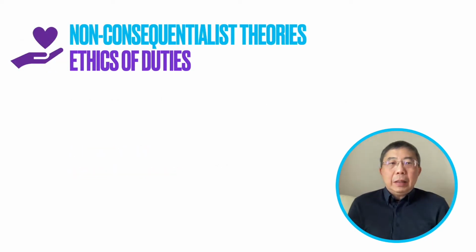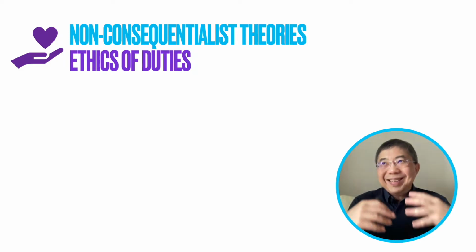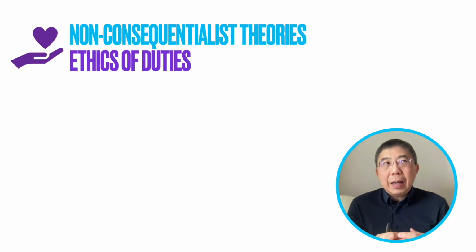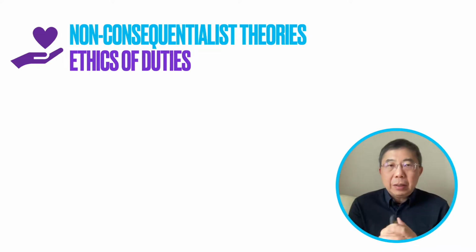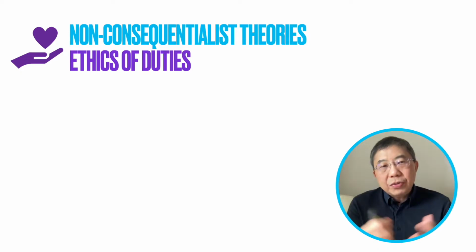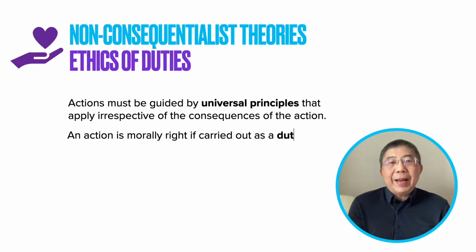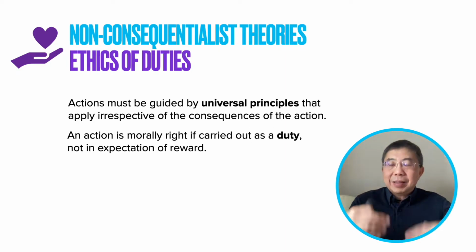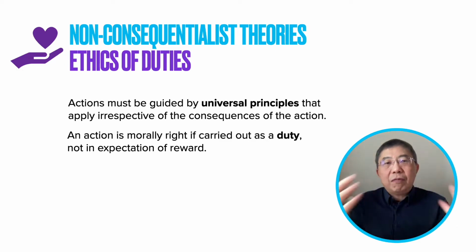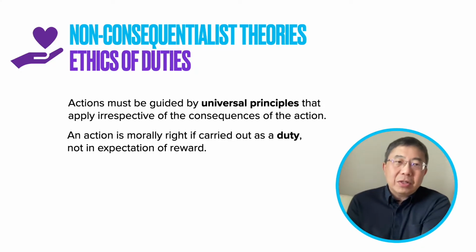Now let's look at non-consequentialist theories. Non-consequentialist theories are theories that look at the motivation and the intention of the actions, and we tend to ignore the outcome and the impact of our actions. The first non-consequentialist theory we want to look at is the ethics of duties. What the ethics of duties says is that actions must be guided by some sort of universal principles of what is right or wrong, not necessarily related to the consequence of that action.